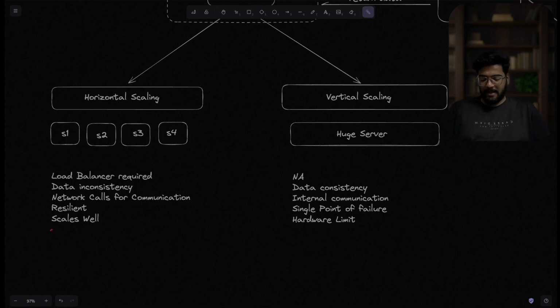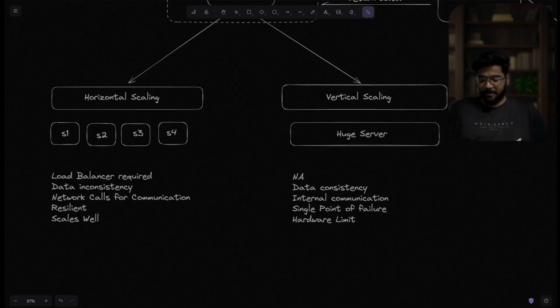And in the end, there's just one thing, which is the horizontal scaling. In theory, we can scale it well. We can scale it to infinity. We can have n number of servers that can handle all the traffic. In the case of vertical scaling, there is a hardware limit. We have limited resources that we can give to a single server.